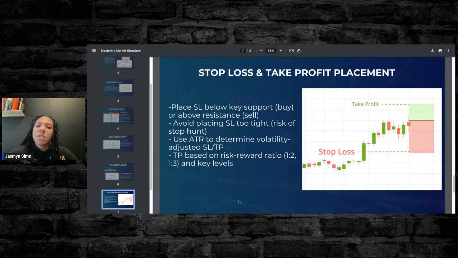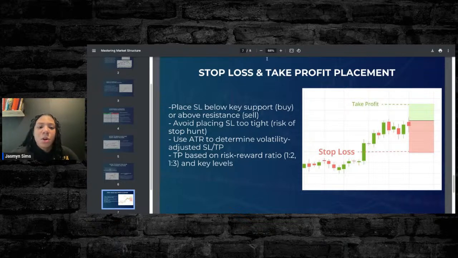It says use the ATR to determine volatility, so you could adjust your stop loss or take profit. Again, you don't need an indicator or anything like that to determine what your take profit and stop loss are. I'll show everyone how to place a comfortable take profit, a realistic take profit, and also a reasonable stop loss on trades next week.